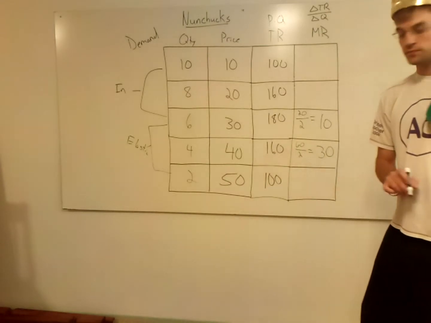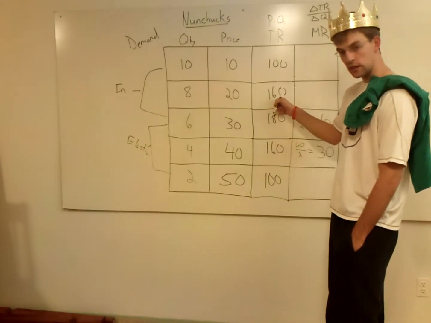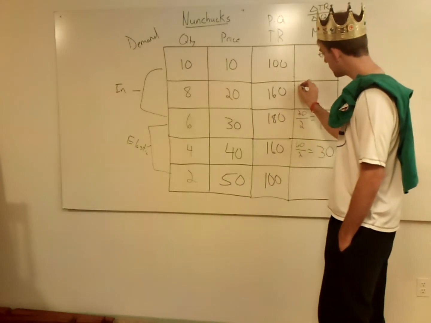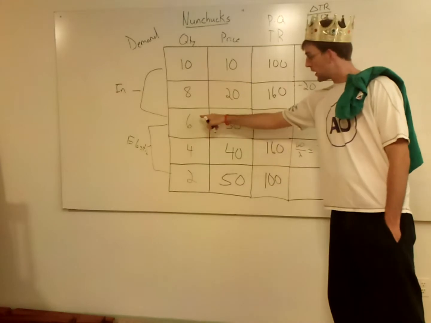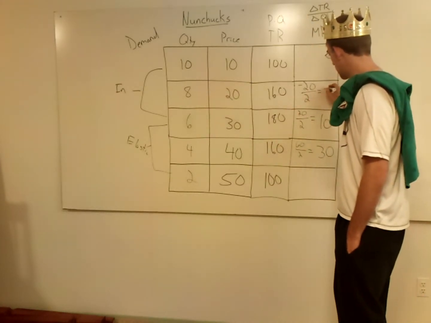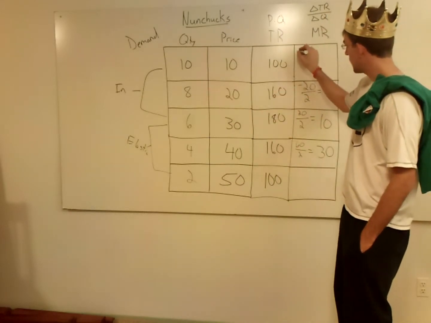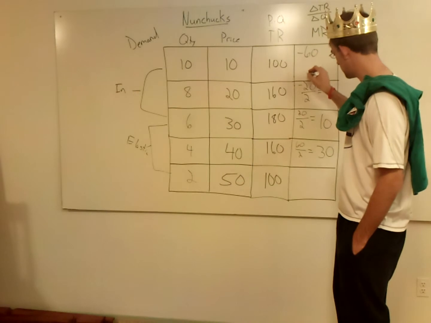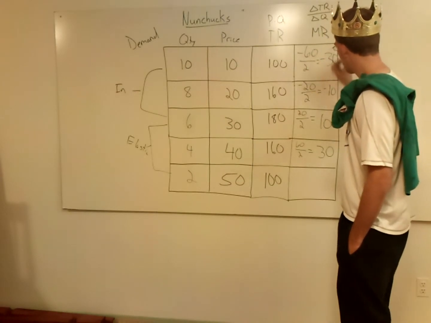Now be careful. Now my change in total revenue is from 180 to 160. That is 20, but it is a negative 20. I go from 6 to 8 over 2, gives me a negative 10. 160 to 100, again a negative 60 divided by 2 equals a negative 30.